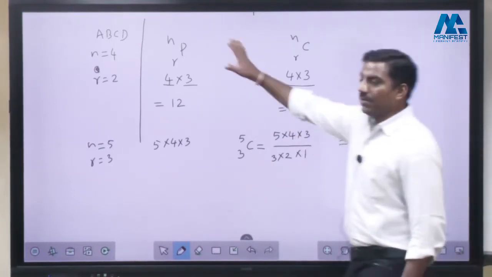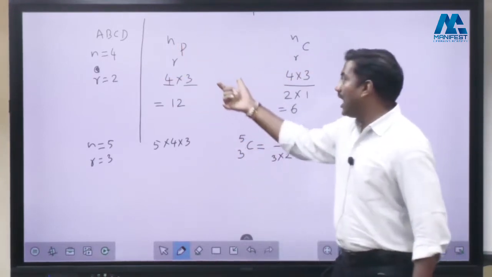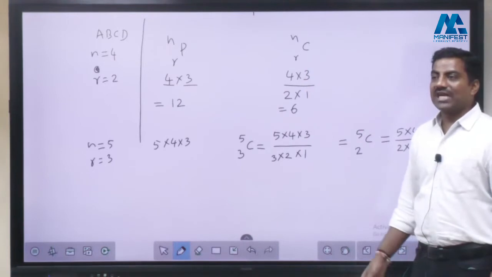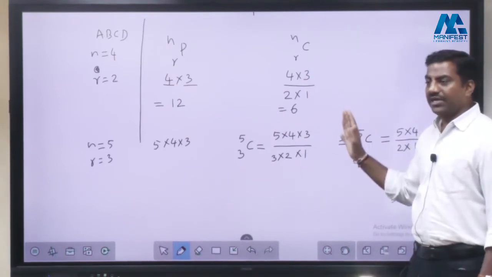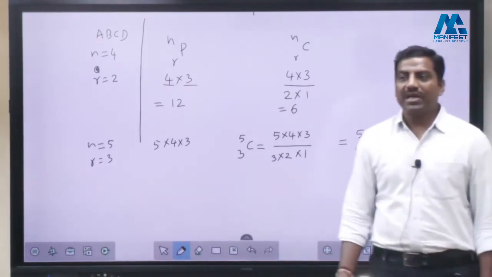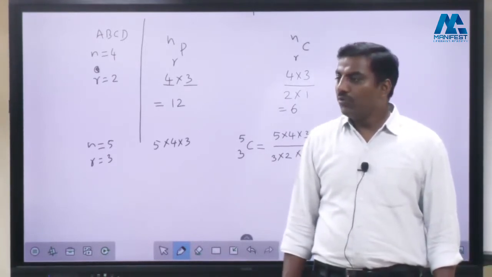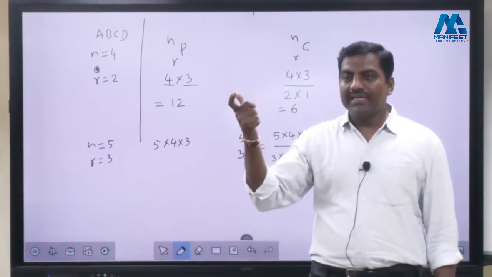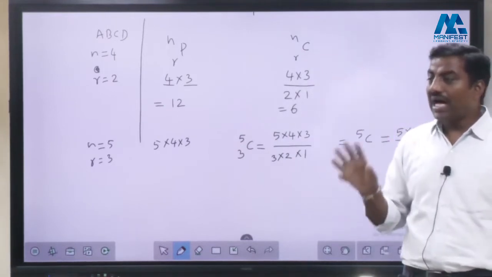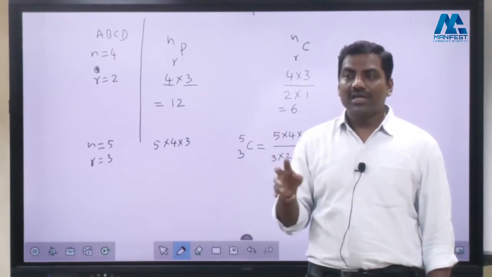So, while you are writing nPr, start with n, end after r entities. That's it. Multiply. In nCr, the numerator will remain the same. Start with n, end after r entities. In the denominator, start with 1 and end after r entities. There you will come across nPr and nCr. Here no formula is involved. What you have to write in the numerator, I have told you: start with n, end after r entities, not two, r entities. And in the denominator, start with 1 and end after r entities.